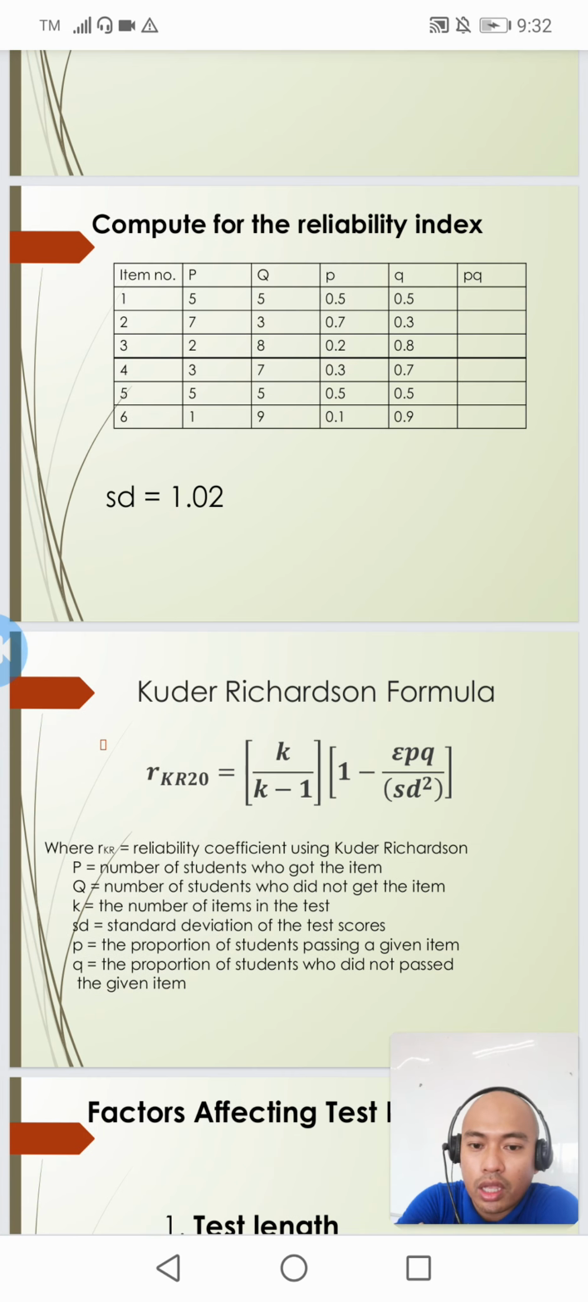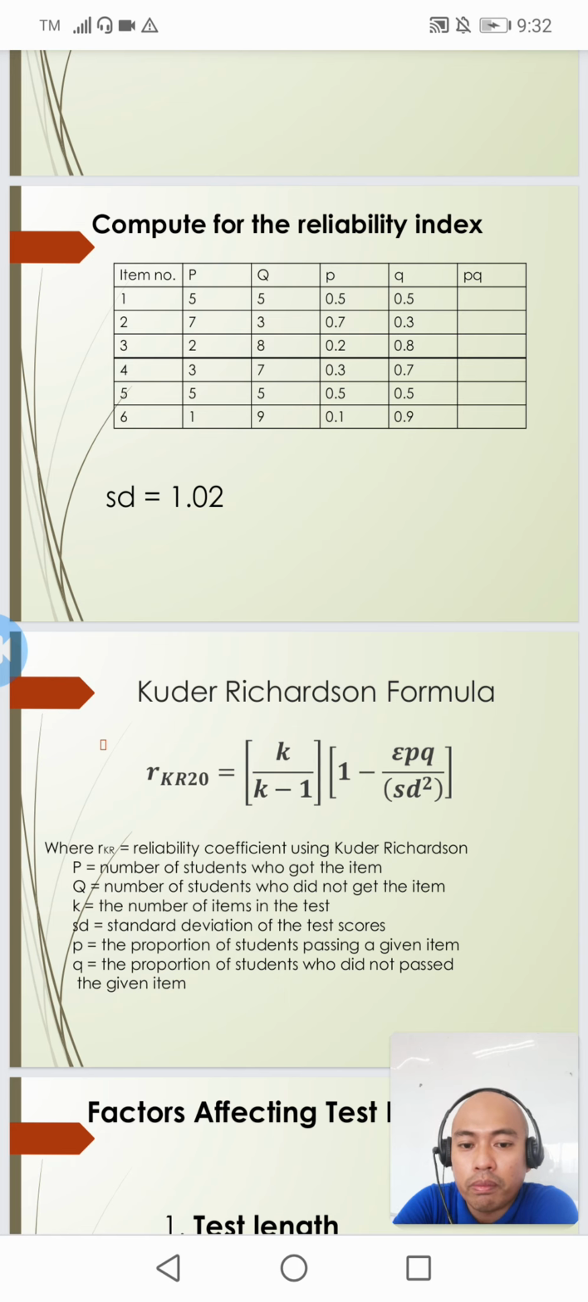So to work on this, I want you to write it in a sheet of paper and submit it via Facebook Messenger. PM send via Facebook Messenger. So this will be your first activity for today's meeting. So I hope you understand the process of dealing with the second characteristic or second quality in a classroom test instrument, the reliability.